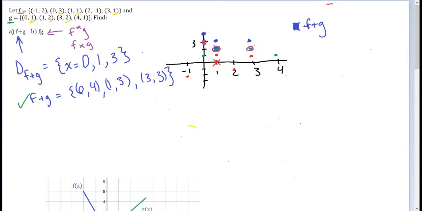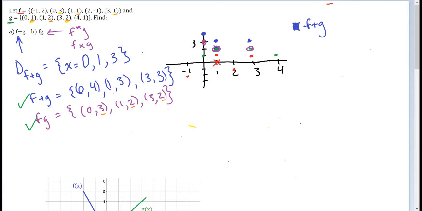So looking at it graphically, I see f times g is equal to 0, 3, 1, 2, and 3, 2. You can double check that by looking at the points. Zeros, 3 times 1 is 3, good. For the x value of 1 times 2 is 2, great. 1 times 2 is 2, good. So I agree with this one too, I will check it out.